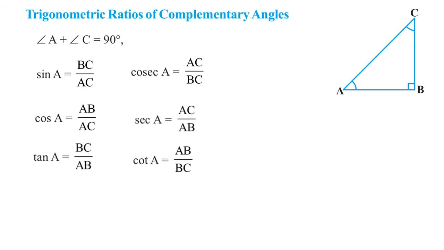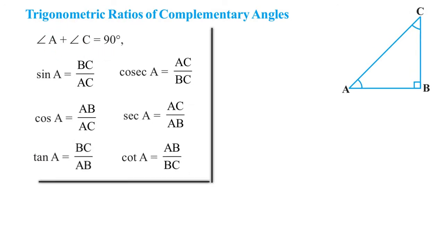Now look at the complementary angles. A plus C is equal to 90. Can I say angle C is equal to 90 minus A? So angle C can be written as 90 minus A. From angle C, which is now 90 minus A, which is the side opposite to angle C? AB. The side adjacent to angle C? BC. And of course AC is the hypotenuse.